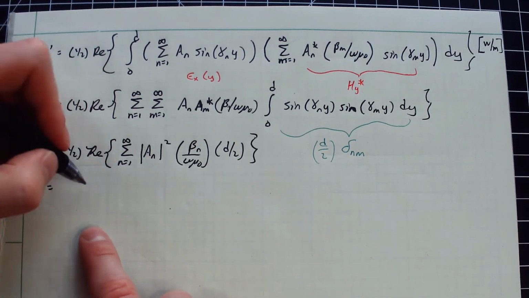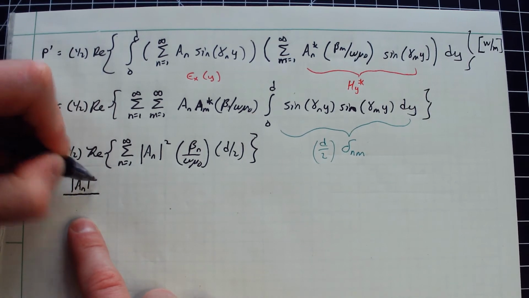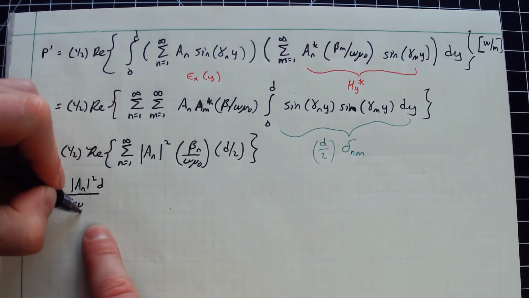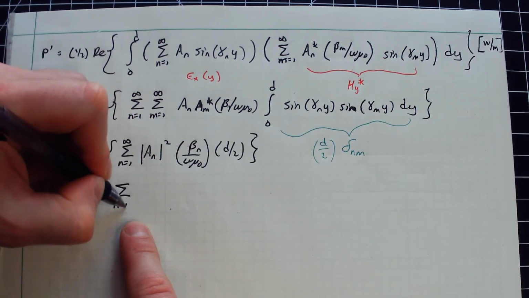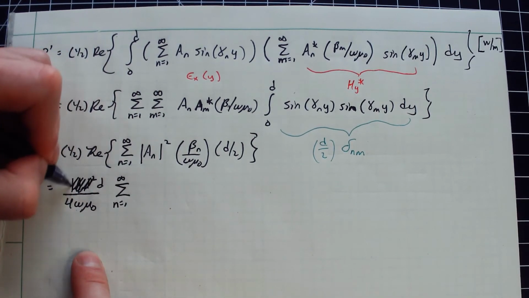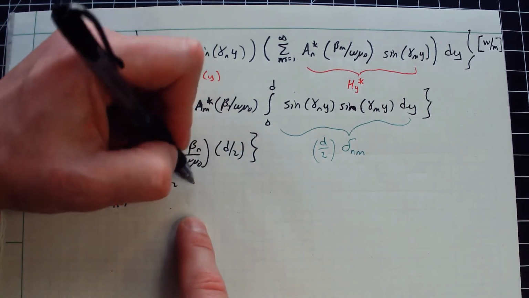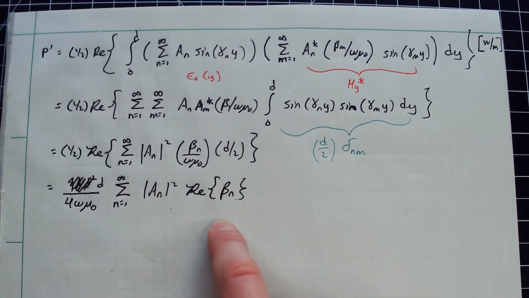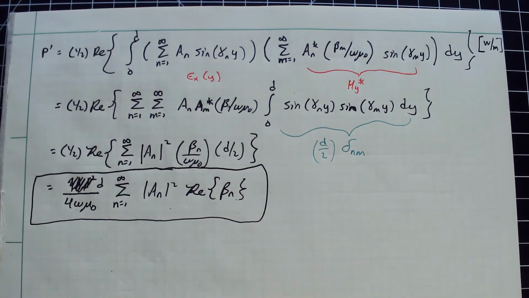So what we're going to get is, okay, I'll write this out again, a sub n squared times d over 4 omega mu naught, and there's going to be a summation from n equals 1 to infinity. Sorry, this summation should actually be out front, so I'm going to move this over here. A sub n squared needs to be inside the summation, and then I'm going to get the real part of beta sub n, like that. So that is my equation at the end of the day.